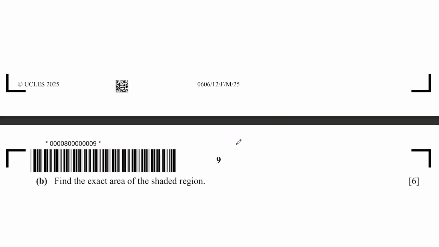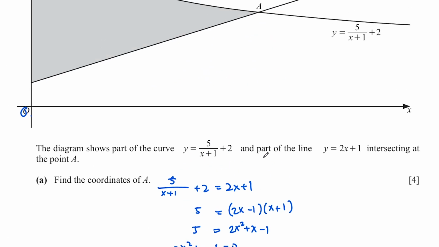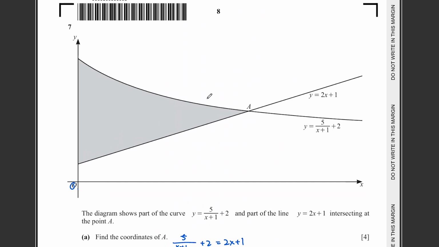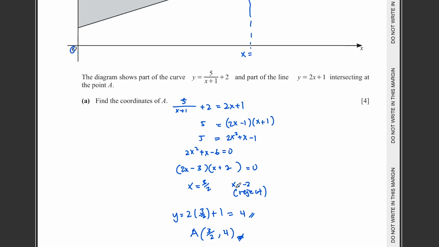Okay, now they want to find the exact area of the shaded region. This exact area. So let's try and plan out the integration we want to do here. So it goes from 0 all the way to a, and we have known that a will be, I mean the x coordinate of a, it will be 3 over 2.